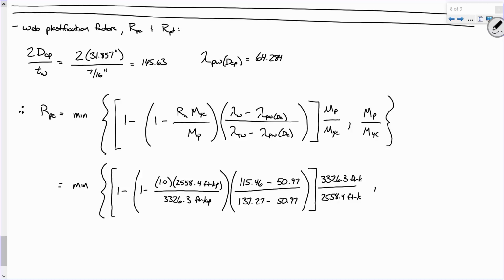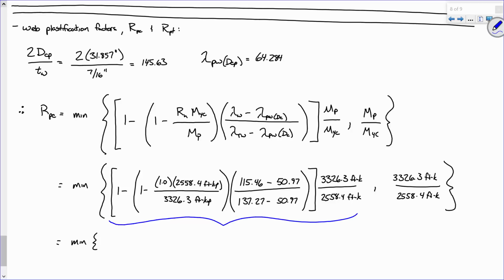The other term is just 3326.3 foot kips, and then 2558.4 foot kips. So it's going to be the minimum of all of this, and then all of that.